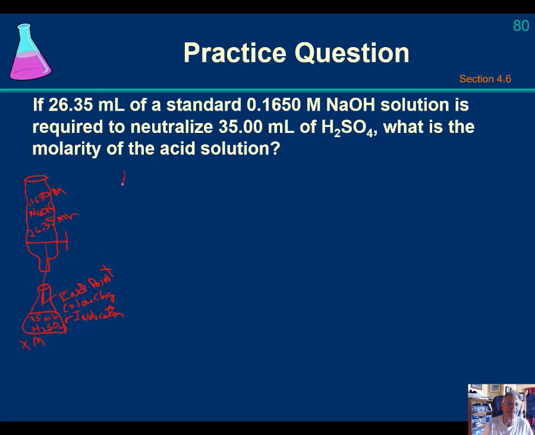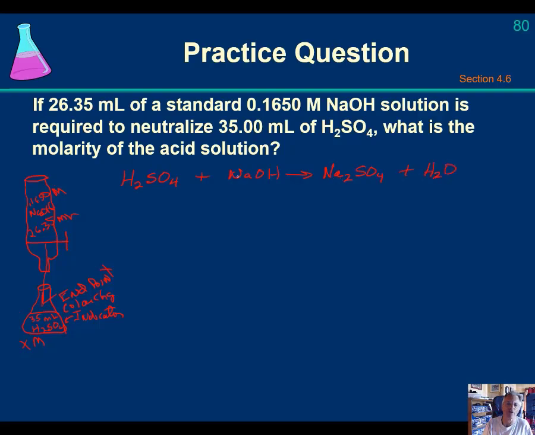So the first thing we need is a balanced chemical equation. Sodium hydroxide, and then this is a metathesis reaction, so the sodium is going to join the sulfate, the hydrogen ion is going to join the hydroxide and make water. So here's our salt. It's sodium sulfate. I need 2 sodiums because sulfate has a -2 charge. And let's go ahead and balance the reaction.